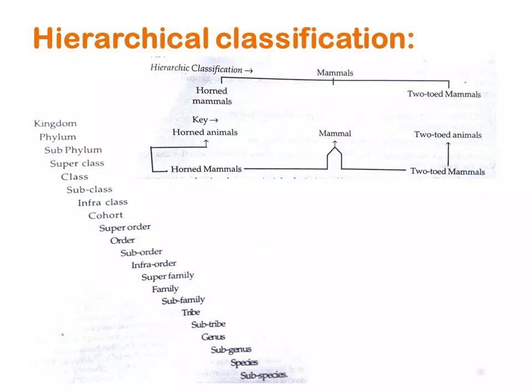An example of a complete hierarchy used in classification of a large number of groups of animals is as follows: kingdom, phylum, subphylum, superclass, class, subclass, infraclass, cohort, superorder, order, suborder, infraorder, superfamily, family, subfamily, tribe, subtribe, genus, subgenus, species, subspecies.